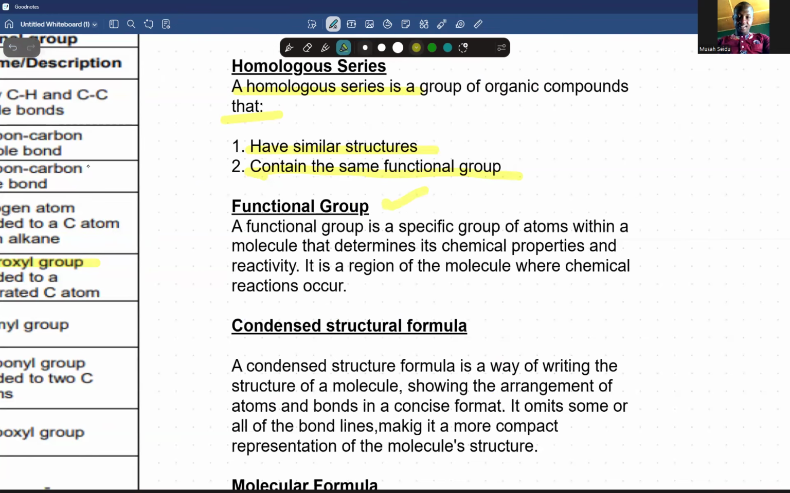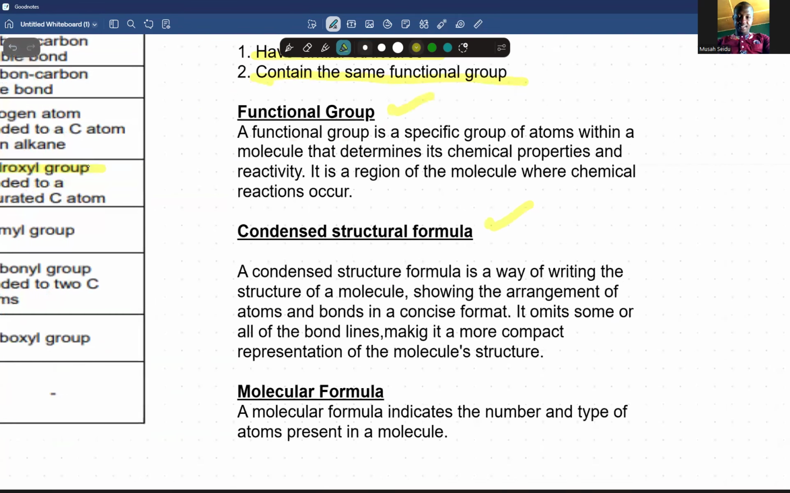Now we're also going to look at what the condensed structural formula is. The condensed structural formula is a way of writing the structure of a molecule, showing the arrangement of the atoms and bonds in a concise format. It omits some or all of the bond lines, making it a more compact representation of the molecule's structure.